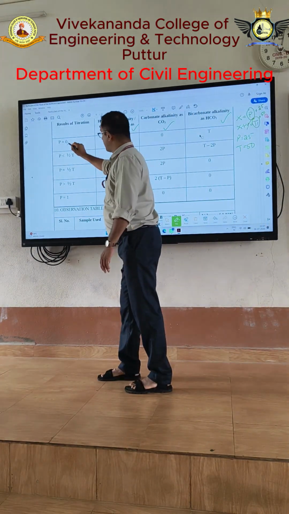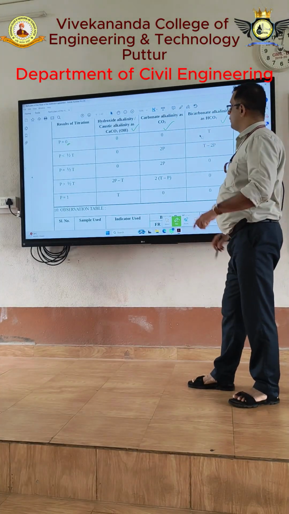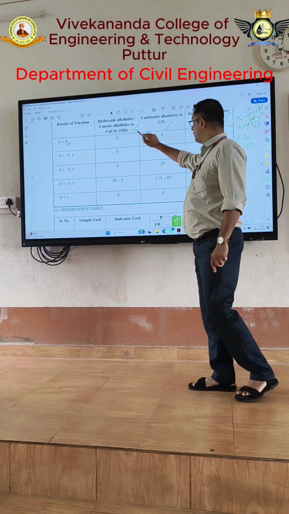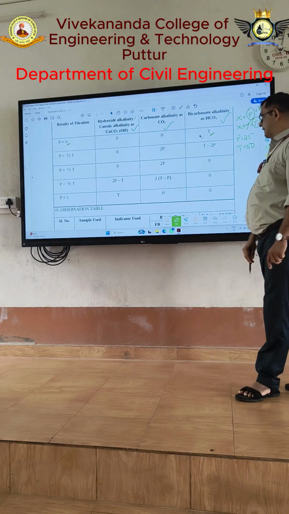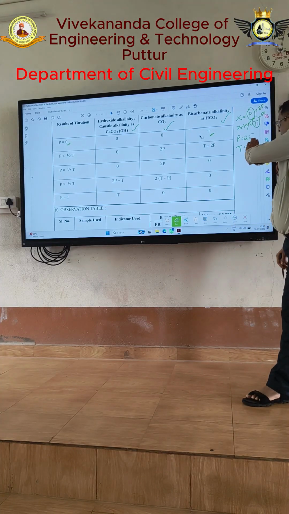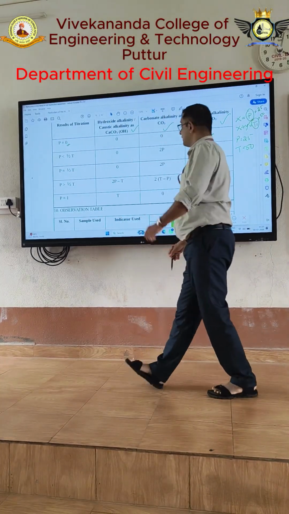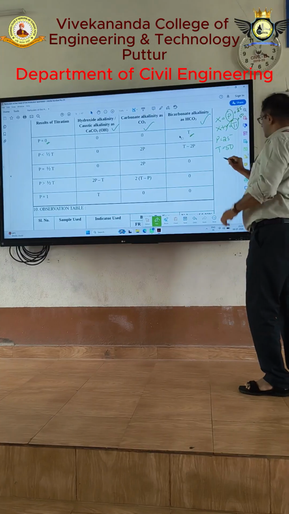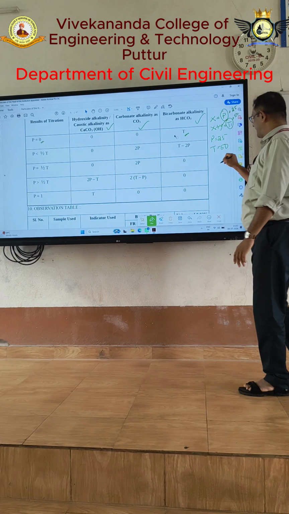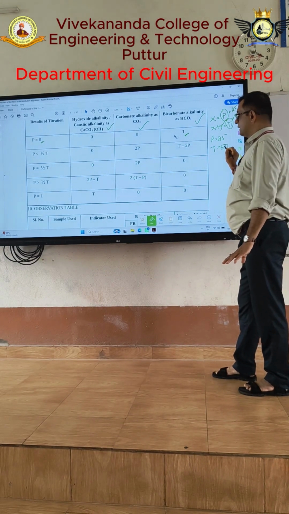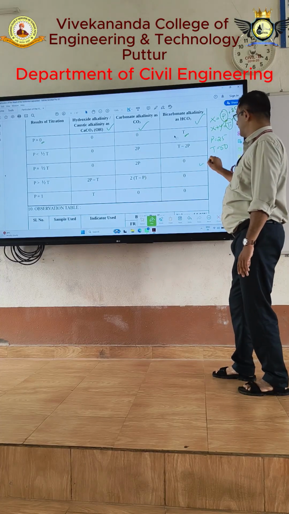Then if P is equal to 0, that means phenolphthalein alkalinity is 0, then hydroxyl alkalinity is 0, carbonate alkalinity is 0, only bicarbonate alkalinity is there, that is T. That is not my case. Next, P is half of T, or less than half of T. What is the T value? 50. What is the P value? Say 25. Is it less than half of T? In this case, no. It is equal to half of T, right? So this condition will come.